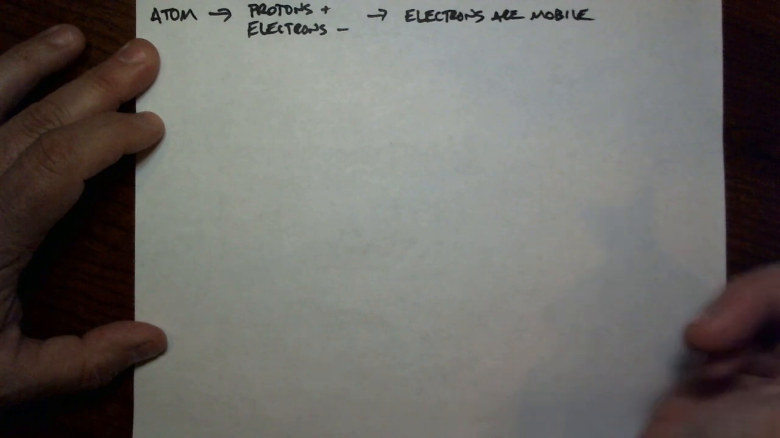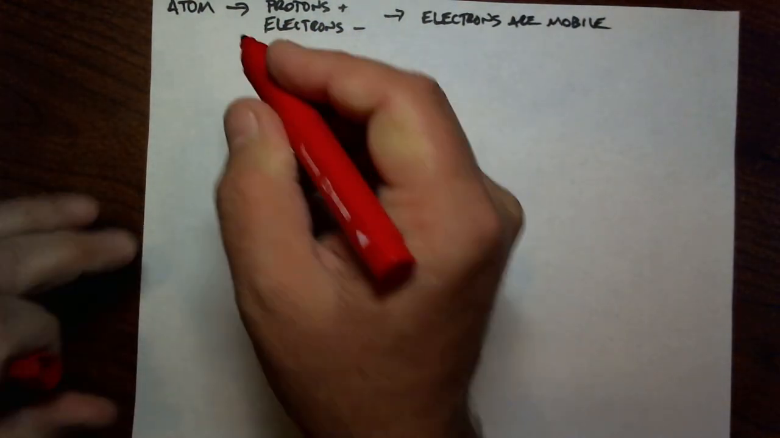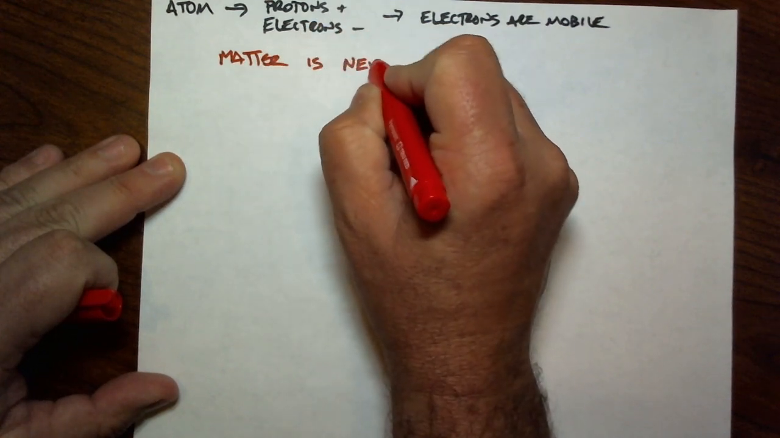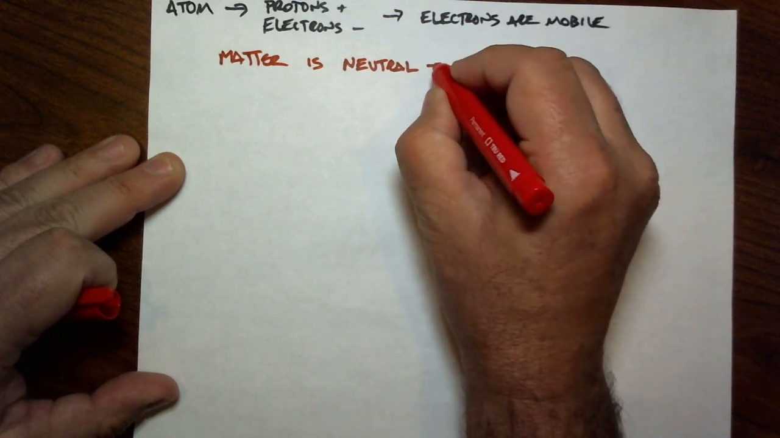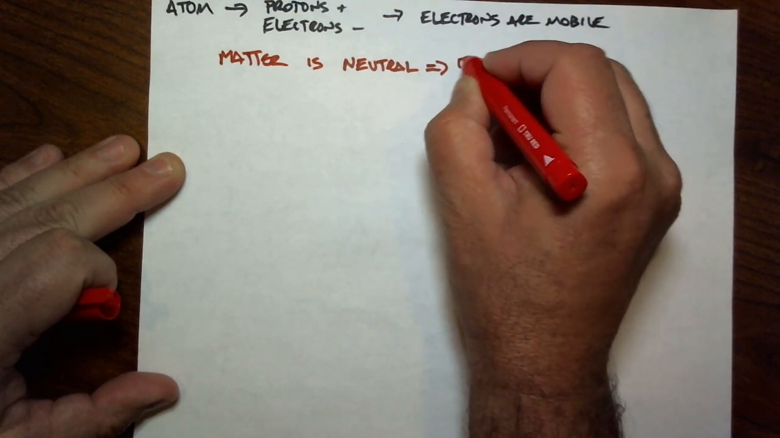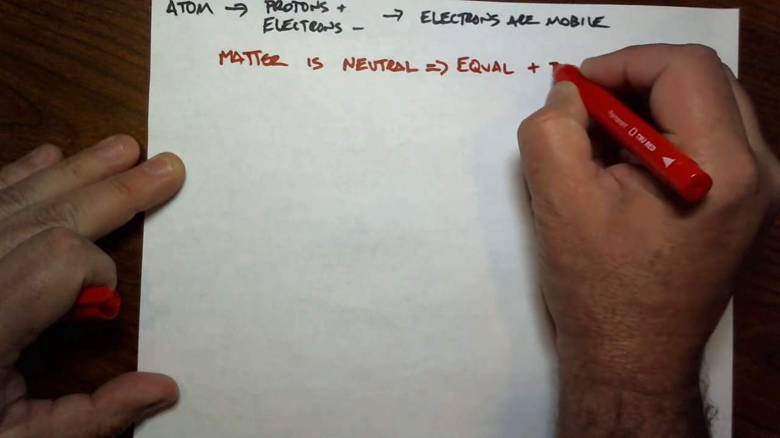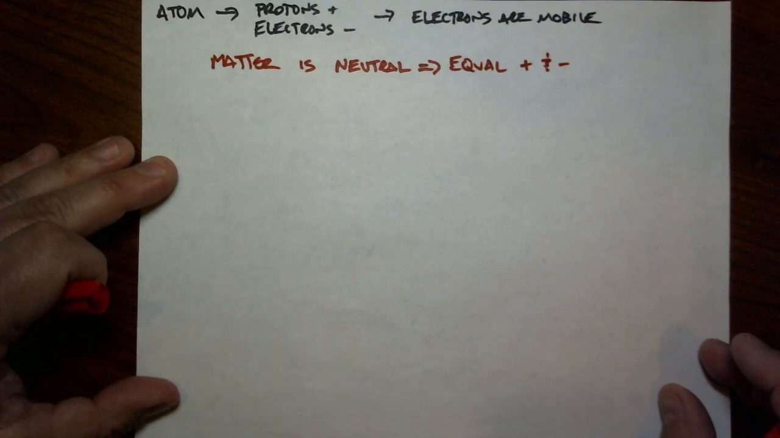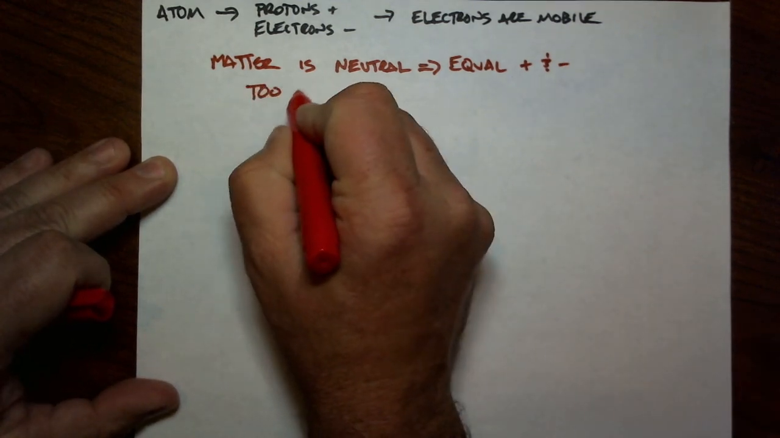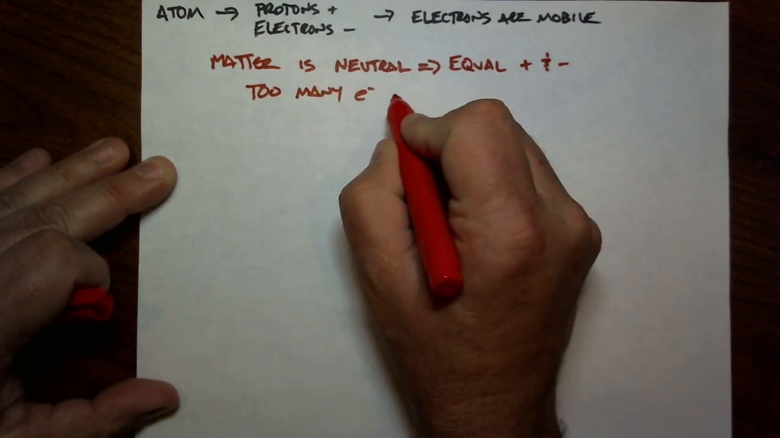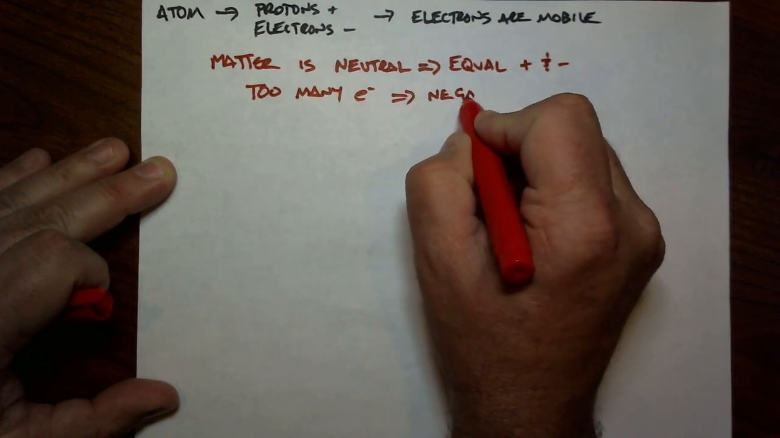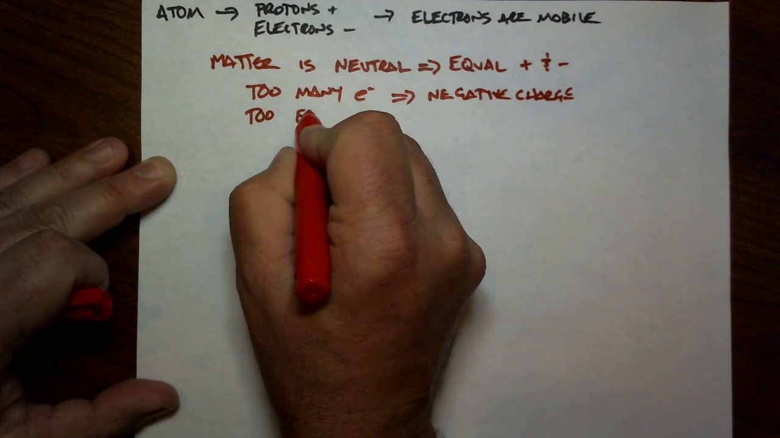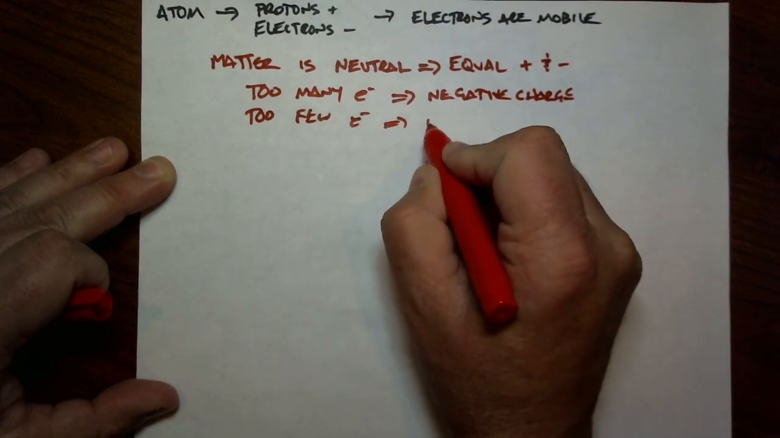So all matter is electrically neutral, which means equal positive and negative charges, equal protons and electrons. And then if electrons migrate, too many electrons gives that body a negative charge. And of course, too few electrons gives that body a positive charge.